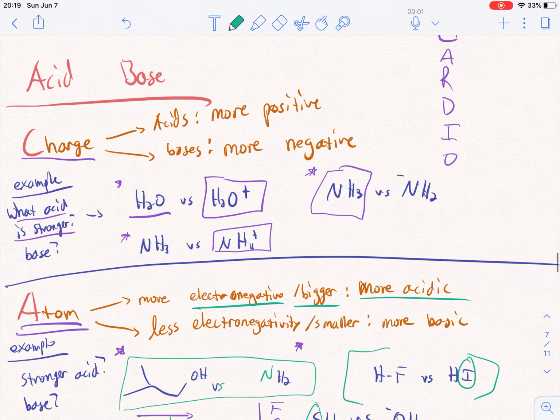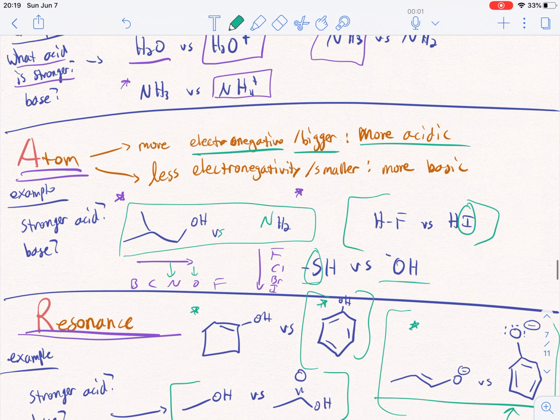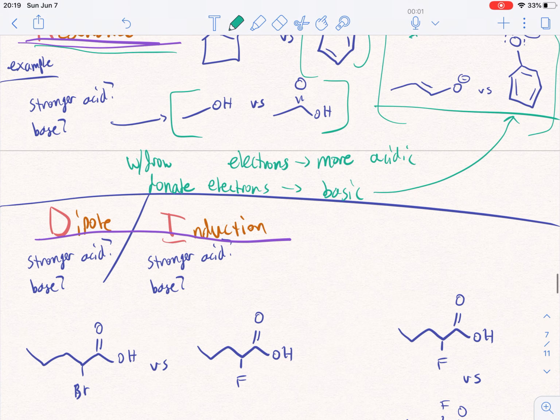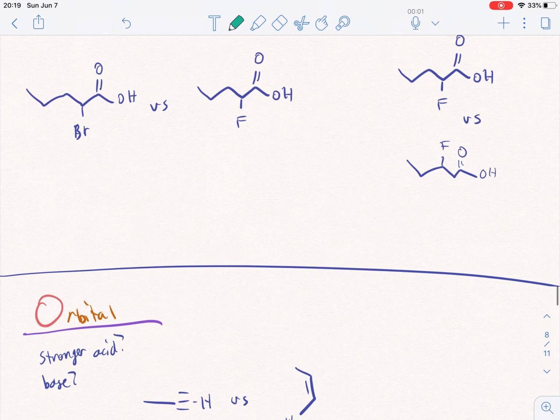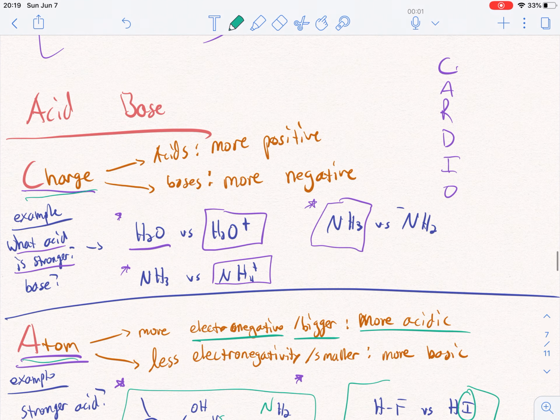Okay, so we're going to go through CARDIO. CARDIO is charge, atom, resonance, dipole/induction, and orbital. What we're going to do is go through each one and do examples. So for charge, if you have an acid, it's more positive; a base is more negative. This is also the order of importance from greatest to least.